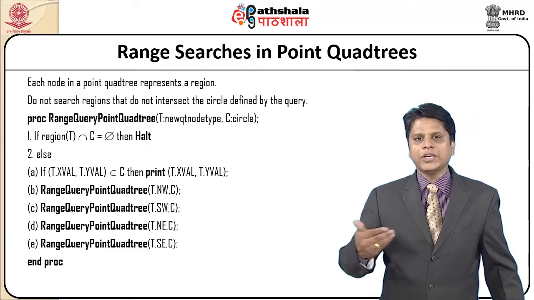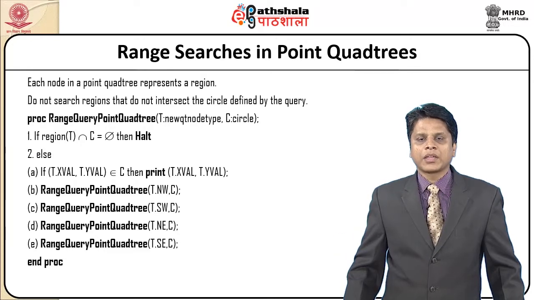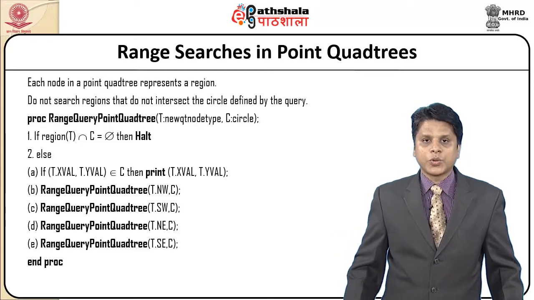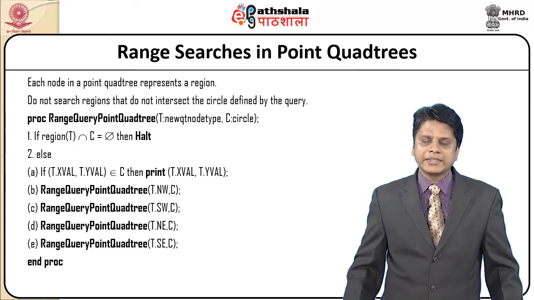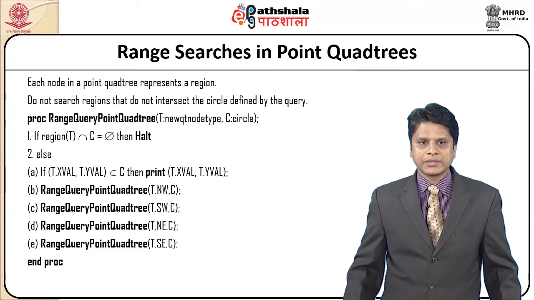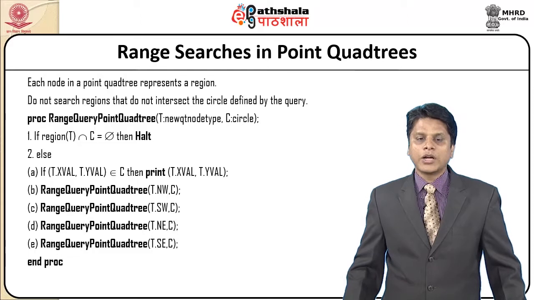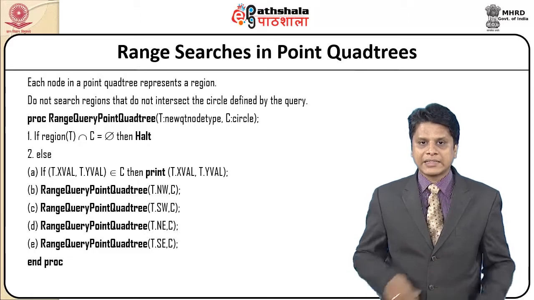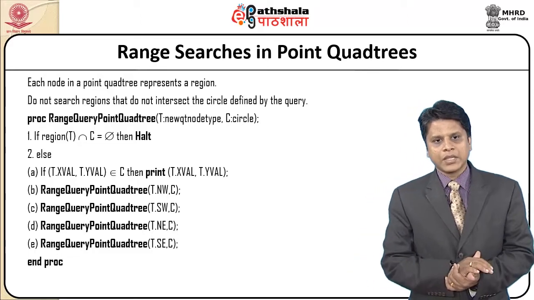As we have seen range queries in the two-dimensional trees, now we will look at the range search in our point quadtrees. Each node in the point quadtree represents a region. Do not search regions that do not intersect the circle defined by the query.